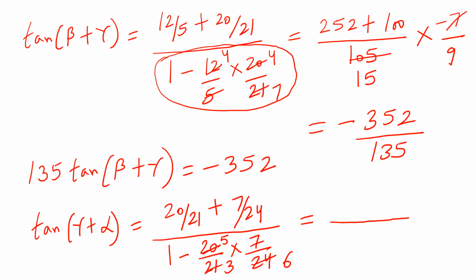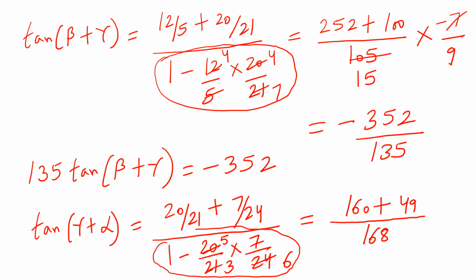Now here in the LCM of the denominators, we get the LCM of 21 and 24. So this becomes 168. In the numerator, we get 160 plus 49. And this value in the denominator is 1 minus 5 upon 18. This is 13 upon 18. So here we get 18 upon 13. Right?